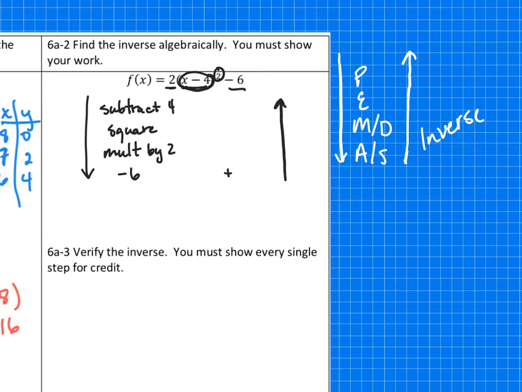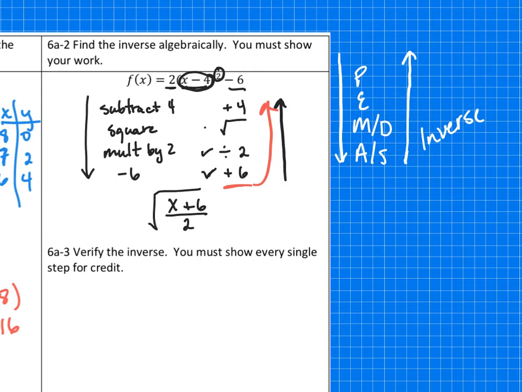So this would include adding 6, dividing by 2, square rooting, and then instead of subtracting 4, adding 4. So this is basically from the bottom to the top. These are my instructions for what to do to x in the inverse. So I start with x, I add 6, divide everything there by 2. So done with that, done with that. Then I'm going to square root everything there, and then I'm going to add 4. So that's my inverse.